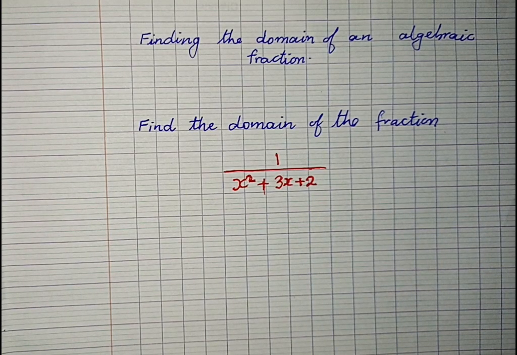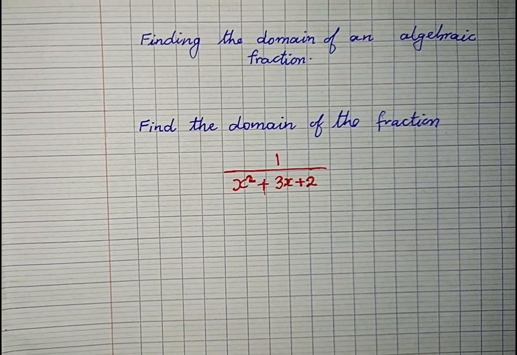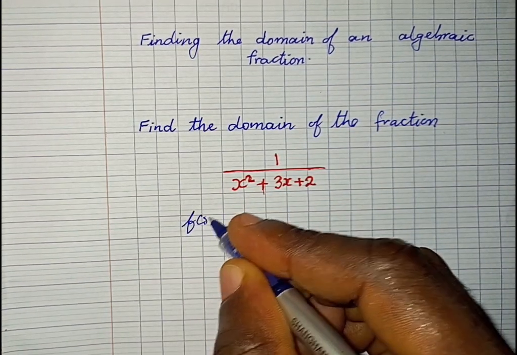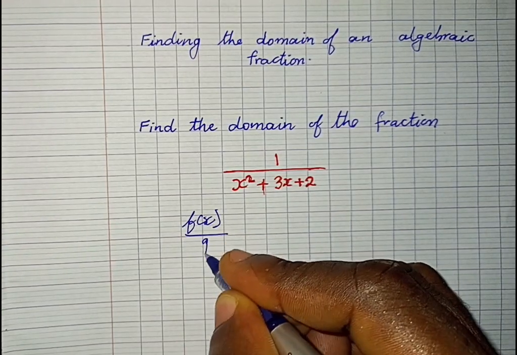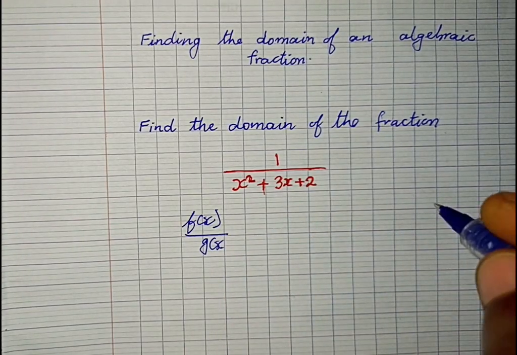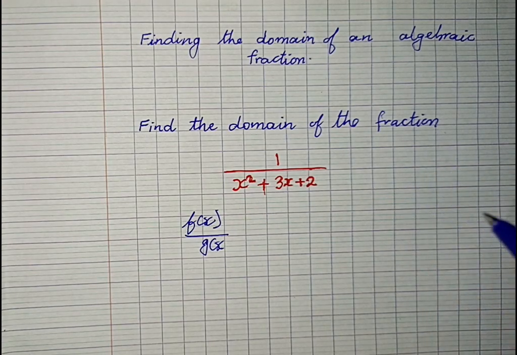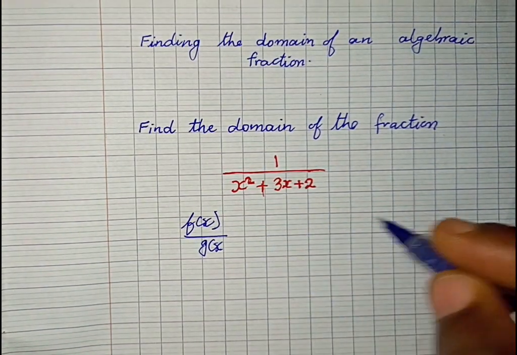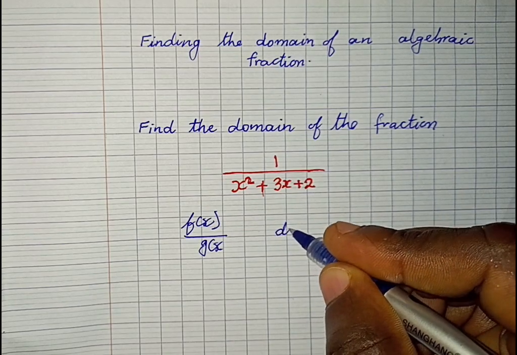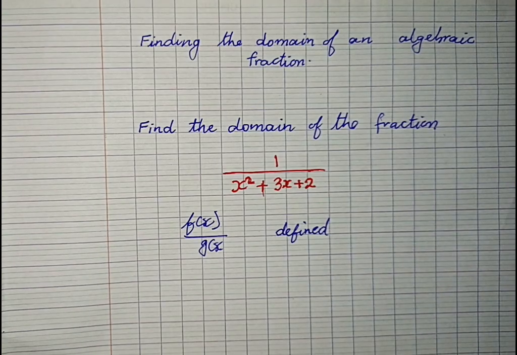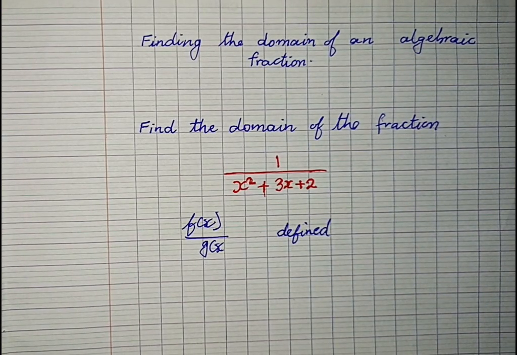How do you find the domain of an algebraic fraction? The domain of an algebraic fraction of the form f of x over g of x is the values of x which make the fraction defined. Values of x which make the fraction defined, not undefined. Defined is different from undefined. How do we find those values?